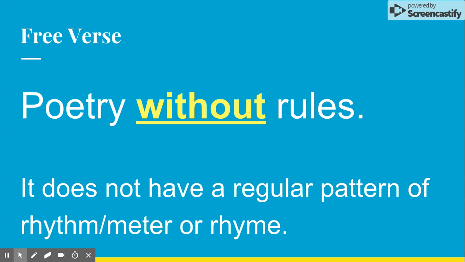A free verse poem is poetry without any sort of rules. So there's no rhythm, there's no pattern or meter, there's no rhyme, nothing. The poet gets to decide how long each verse is going to be. The words do not necessarily have to make complete sense. It's not following any rules.